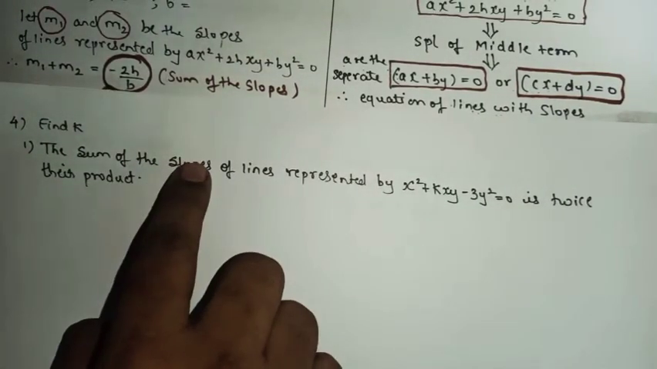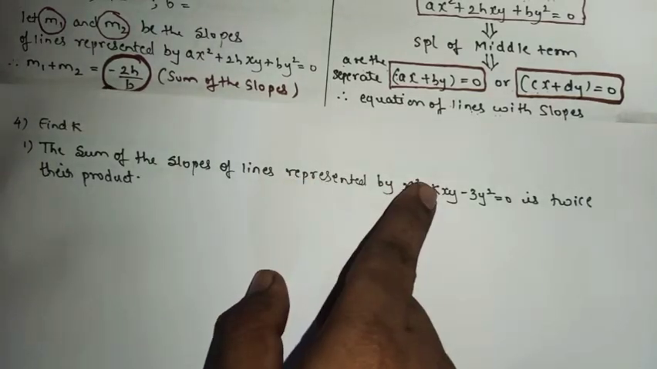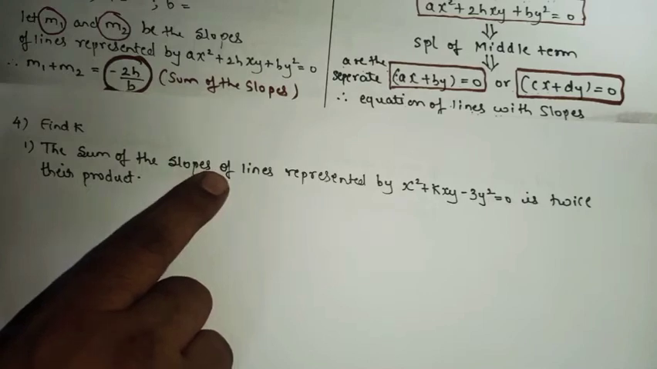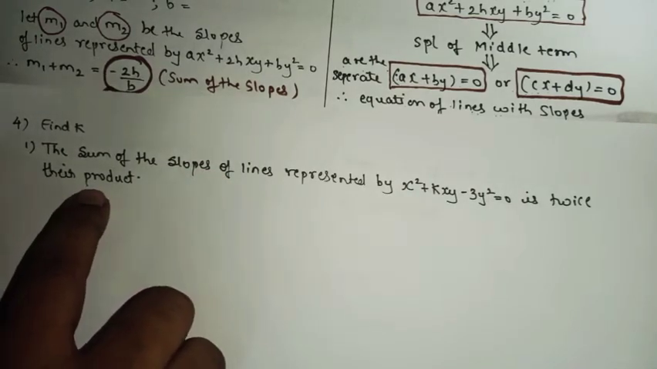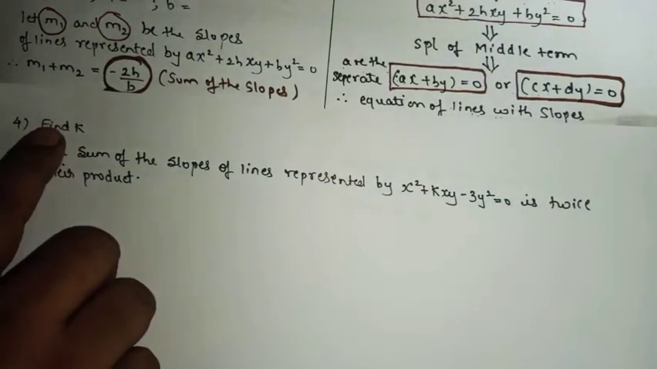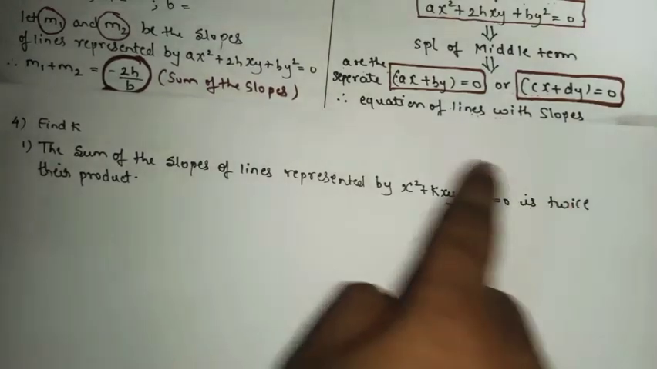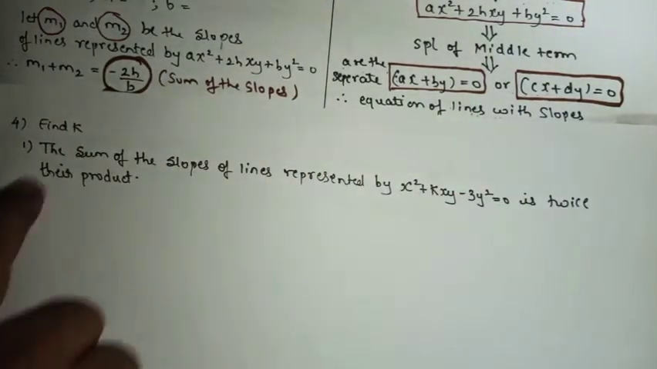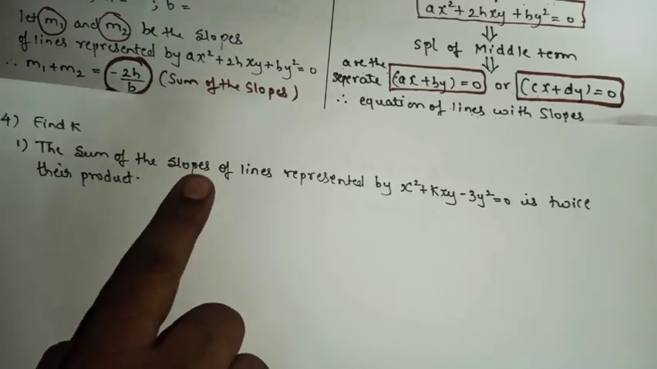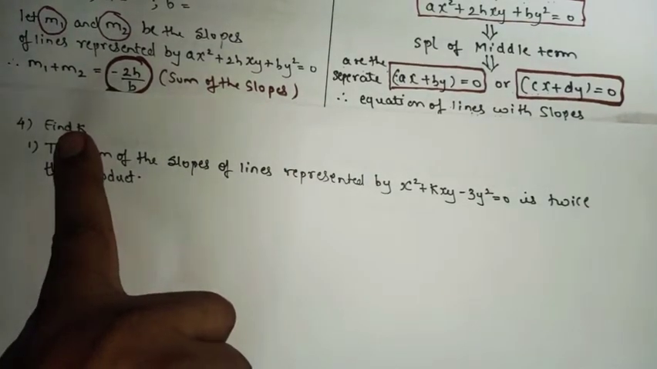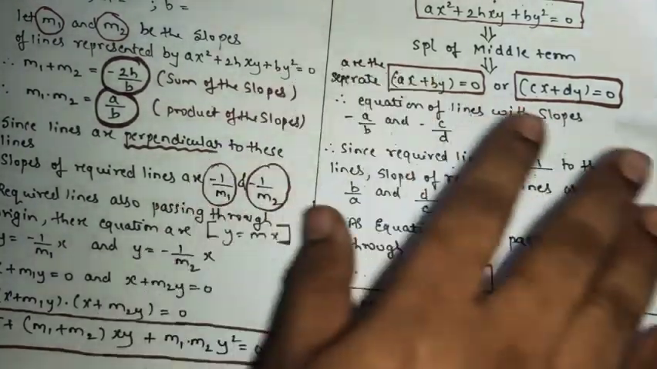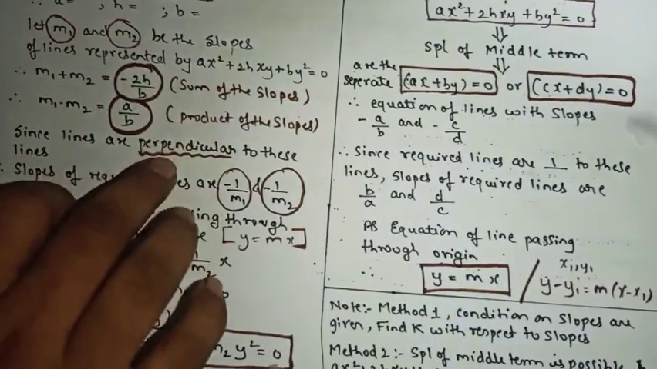The sum of the slopes of the lines represented by a quadratic equation is twice the product. So sum of the slopes, that means m1 plus m2, product means m1 into m2. So here can I say, whenever you have to find the value of k, you will have some condition, and that condition will be with respect to the slope. So whenever the question is in the form with respect to the slope and you have to find the value of k, then you have to apply the method number one. With method number two, you cannot solve your answer. You have to stick with the method number one.